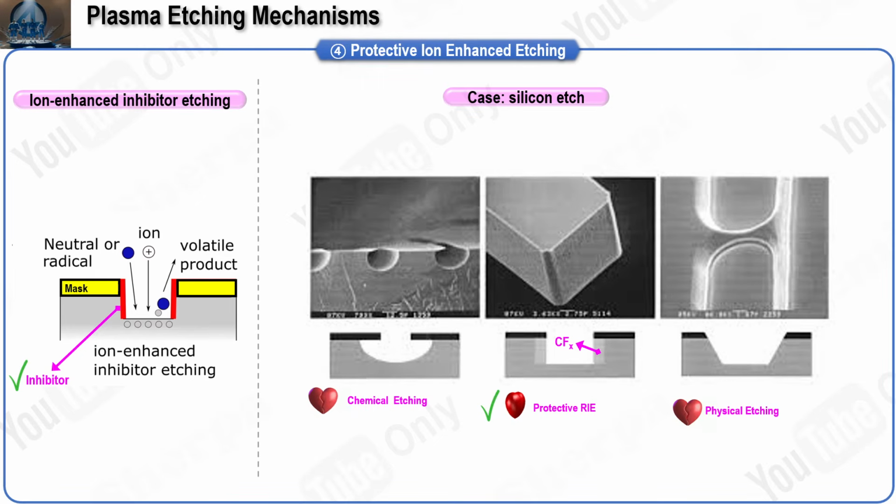So in the silicon case as well, inhibitor on the sidewalls plus ions at the bottom gives a clean directional profile, which is why protective reactive ion etching is the workhorse for trenches, contacts, and other high-fidelity transfers.